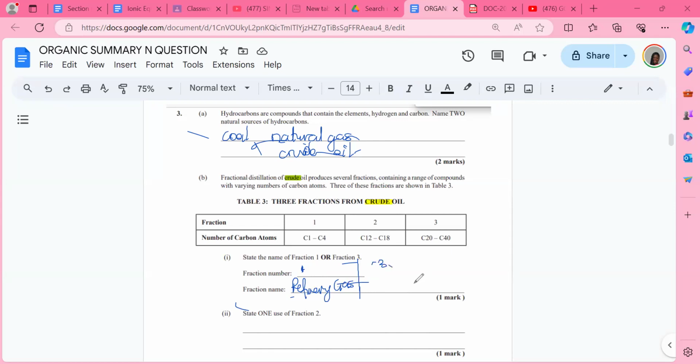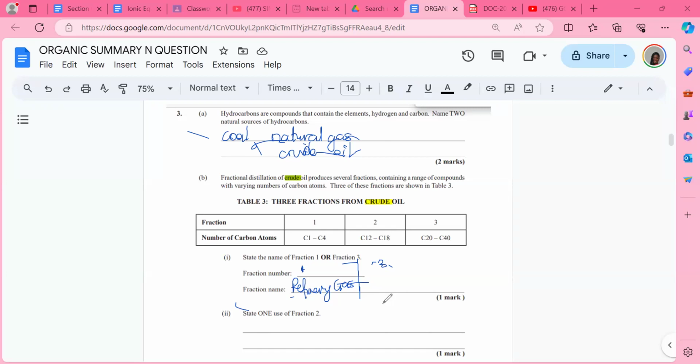What's the name of fraction 3? 20 to 40 carbon. Miss, naphtha. No, naphtha has 5 to something. Fraction 3. Miss, lubricating. Lubricating oil, and what is it used for? Miss, for wax and polishes. All right.